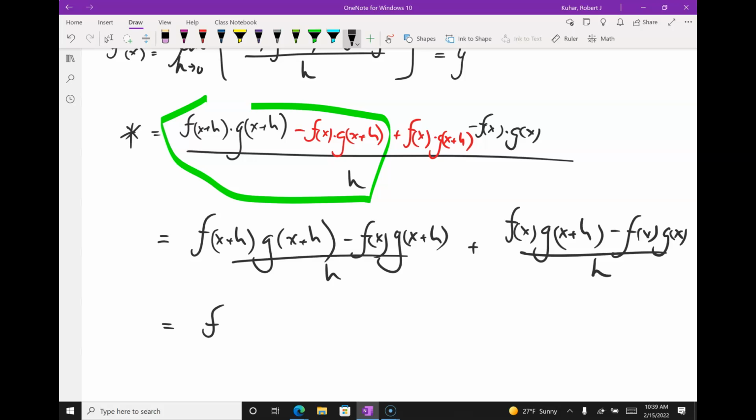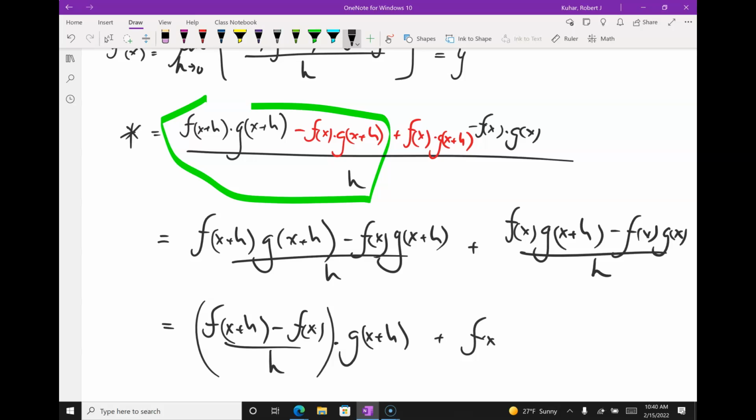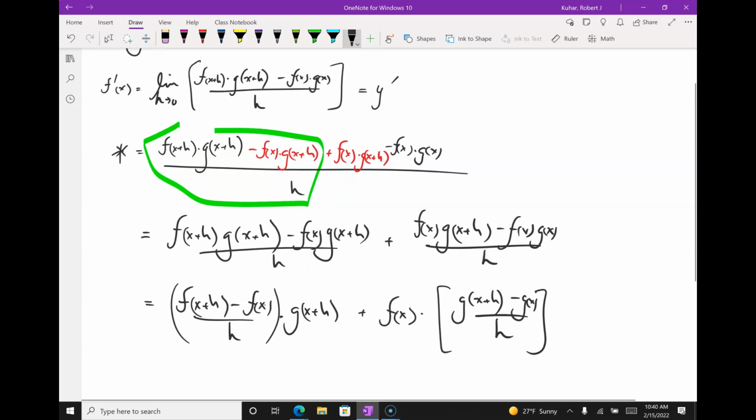I've got f of x plus h minus f of x all over h, times g of x plus h. And notice what I have in my parenthesis there. It's the derivative, right? When I take the limit as h goes to 0, I'm going to get f prime there. And the other one I can factor out an f of x. And what I have left is what's going to be my g prime. So I'm going to switch the order, and then I'm going to take my limit.